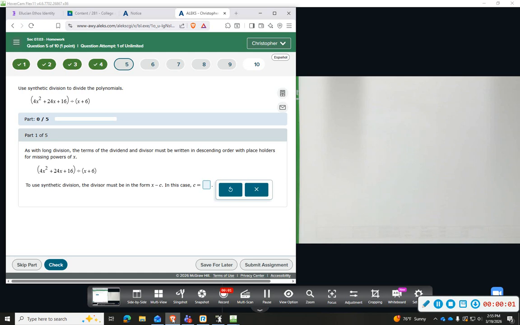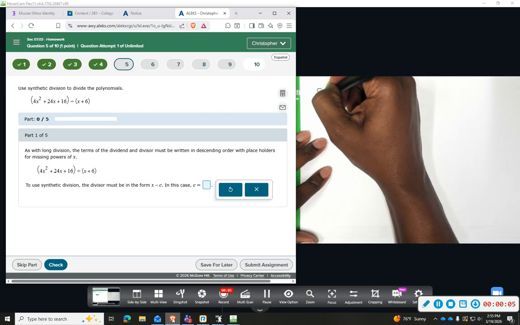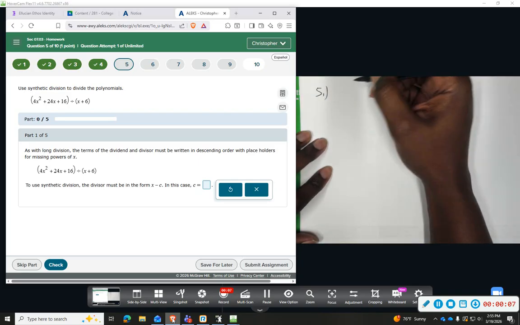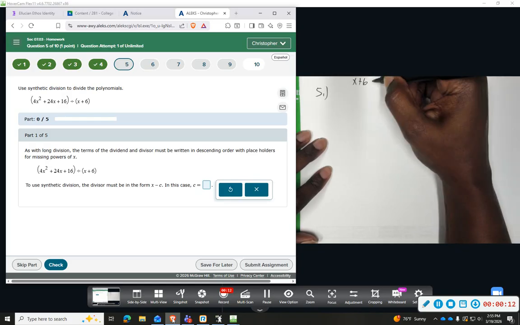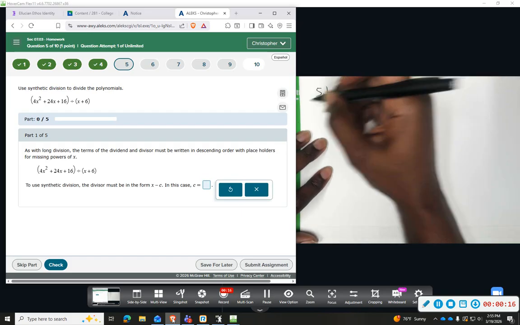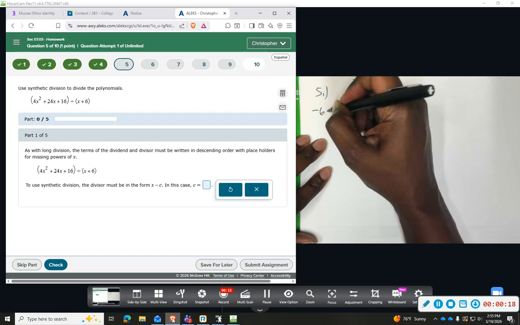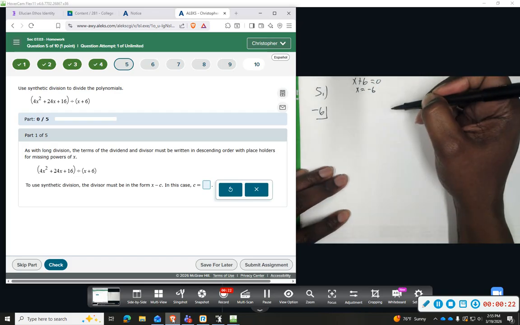All right, number 5, we're going to use synthetic division to solve. Our divisor is x plus 6. If you set that equal to 0, we get x equals -6. So -6 is going to be the number that we put in our little half box. We're going to list our coefficients of our polynomial.